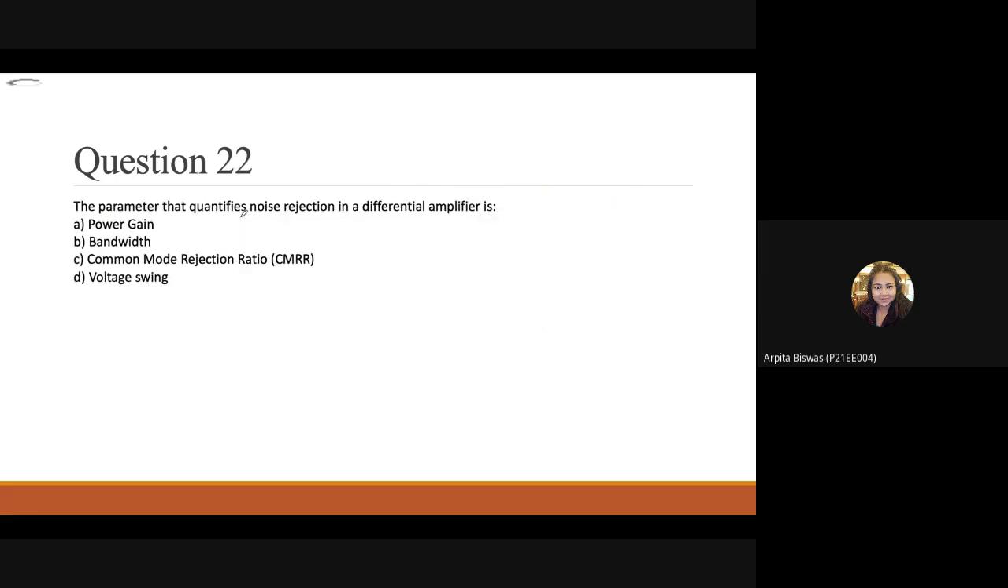Okay, so this is question number 22. The parameter that quantifies noise rejection in a differential amplifier is: first option, the power gain; second, the bandwidth; option C, the common mode rejection ratio; and option D, the voltage swing. Ma'am, option C, common mode rejection ratio. Yes, option C is the right option. This common mode rejection ratio.